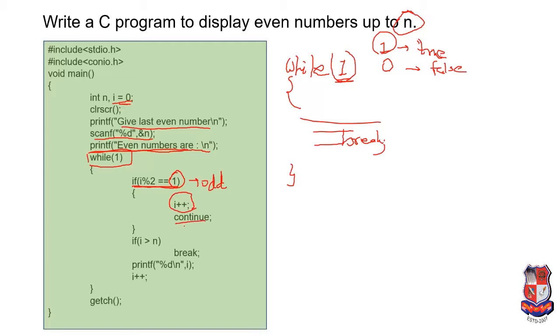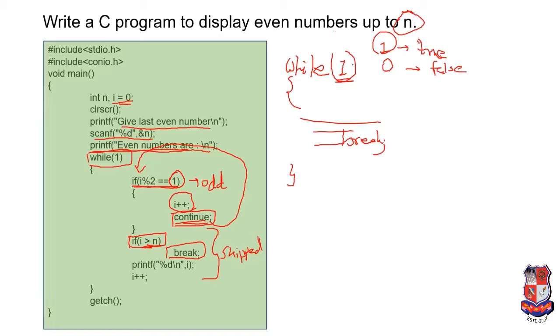Now I am using the continue statement. When this continue statement executes, what happens? All the statements inside the loop after the continue statement are skipped, and control is given to the next iteration, from here directly to here. The continue statement will not terminate the loop. To terminate the loop, if i is greater than n and this condition is true, then we are using the break statement.